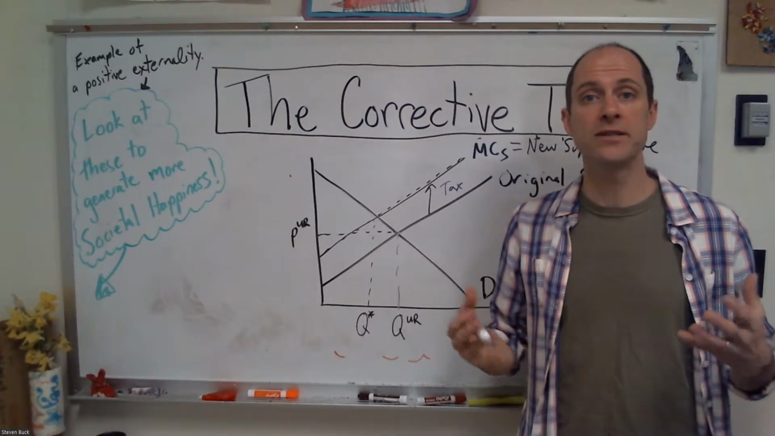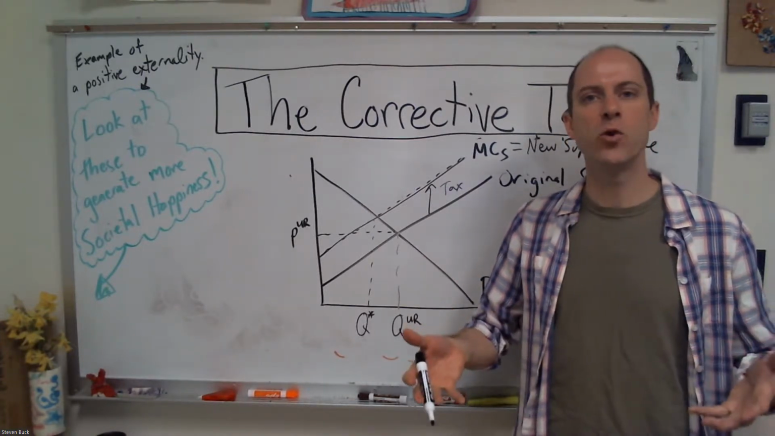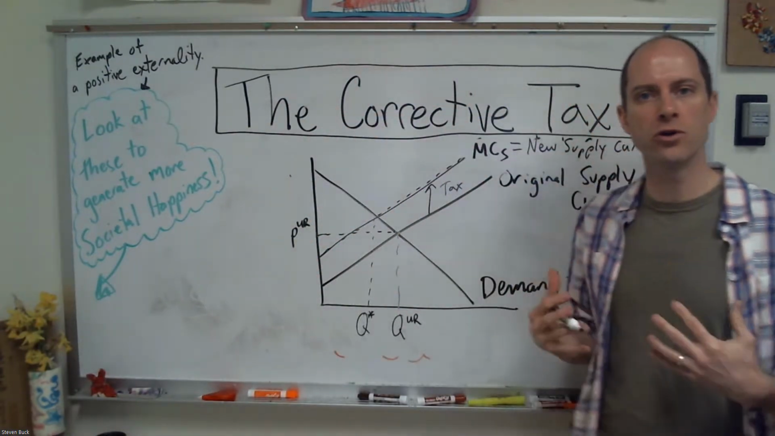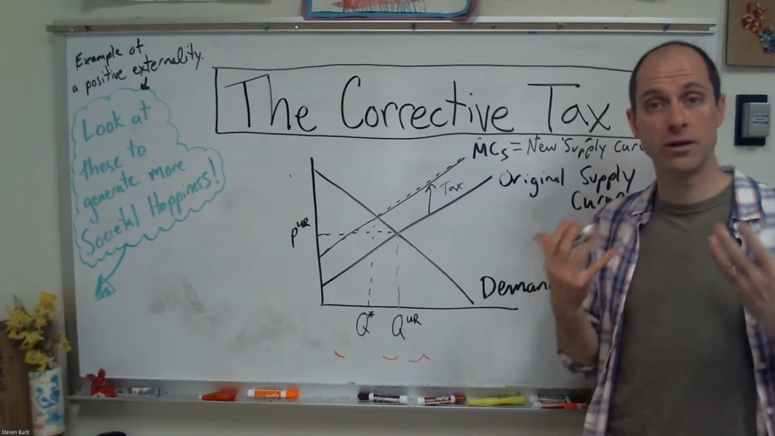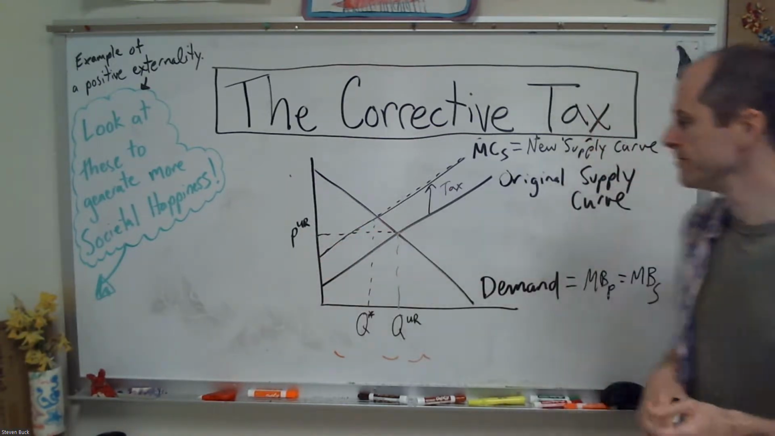Sometimes you'll hear me call this internalizing the externality. The tax is going to take the negative externality and make it internal to the transaction between the gas producer and the gasoline consumer.